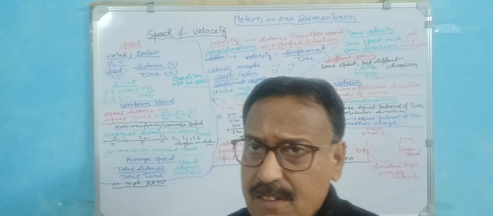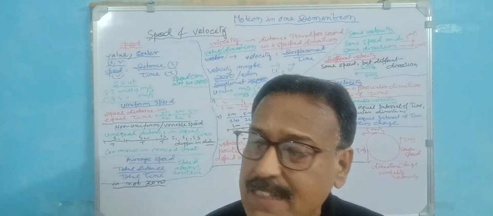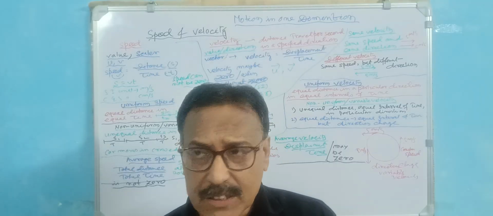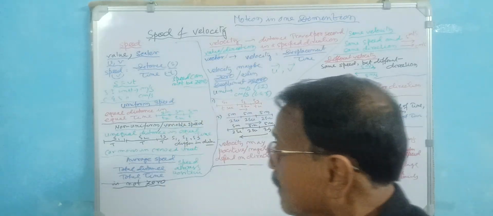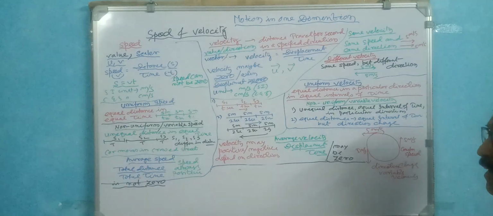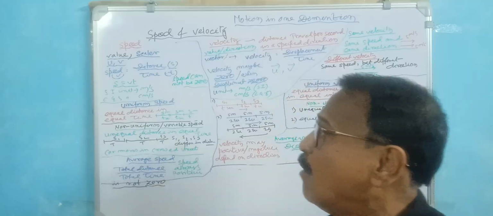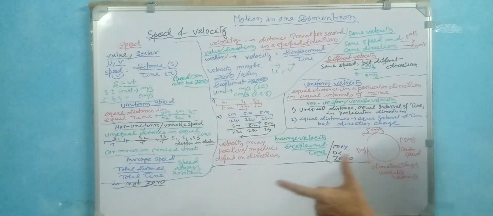Okay. In a congested area, it is not practical to always maintain the same speed. Equal time equal distance is not maintained, because the speed goes up and down. So in a crowded place, unequal distance is covered per unit time. Okay, that is called non-uniform or variable speed.